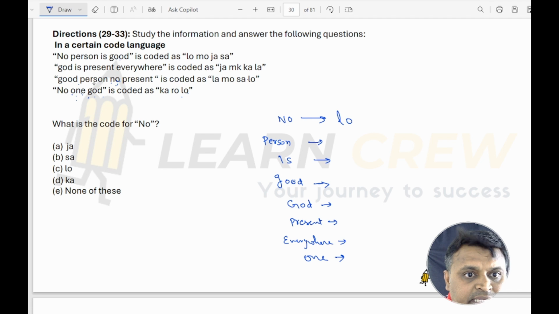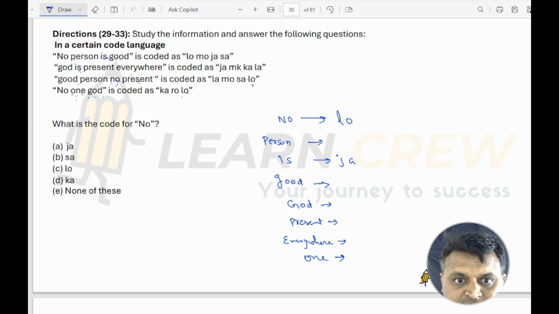Then "is": in "God is present everywhere" and "no person is good", present is in two, and "is" is the only common word in these two. No other is common, so is can be written as JA. And good is there in so many other common things.